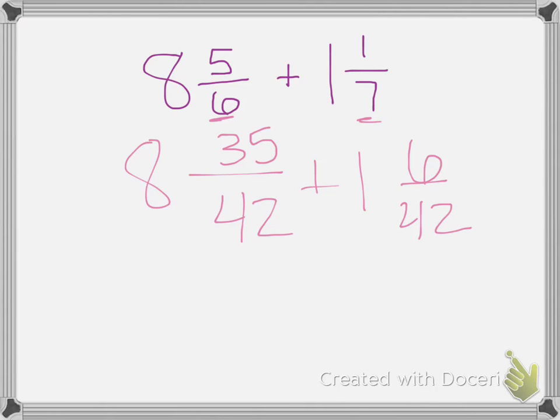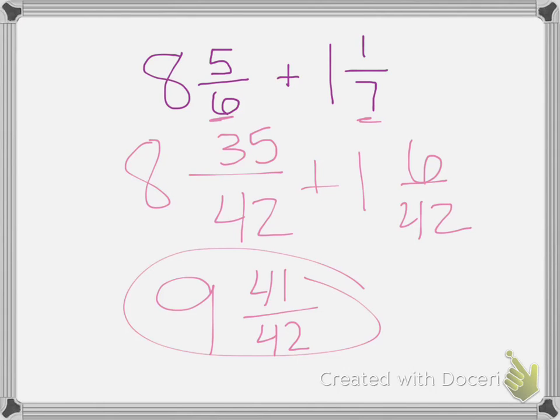So first, we add our whole numbers. 8 plus 1 is 9. Then we add our fractions. 35/42 plus 6/42 is 41/42. So our answer is 9 and 41/42.